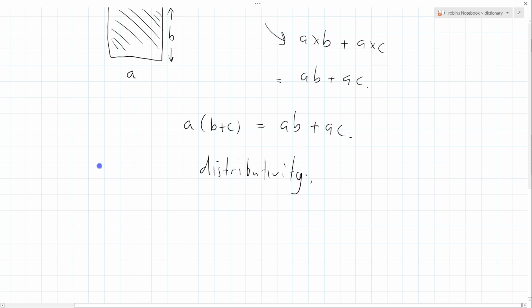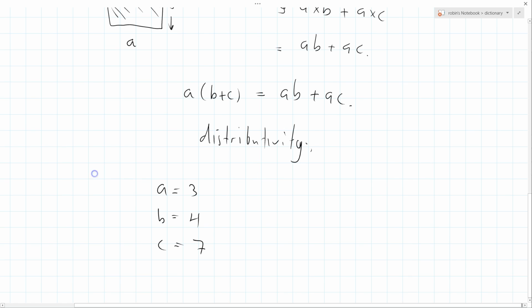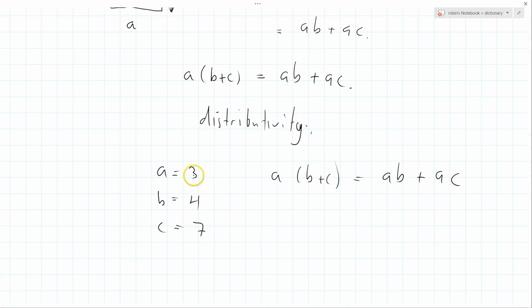Distributivity. There it is. Right, and I'm going to put some numbers in. I'm going to say A equals 3, B equals 4, and C equals 7, just because I can. So what have we got? We've got A(B + C) equals AB plus AC. Notice how I'm just writing it out again and again. I don't mind writing it out, it doesn't hurt. Then I'm going to substitute these values for A and B and C, so we know what they are and we're just going to check that it works.